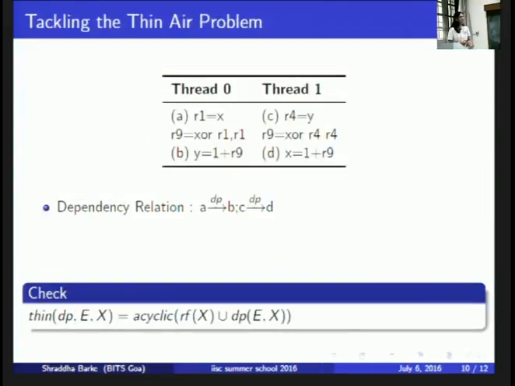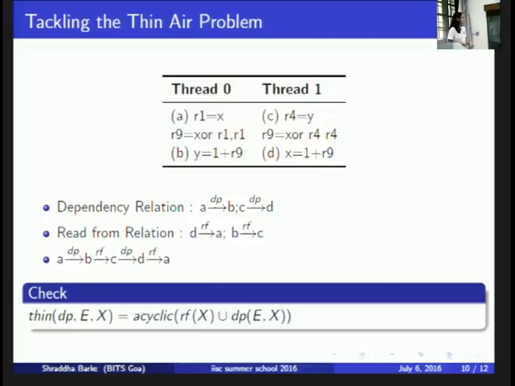We also tackle the thin air problem. In this example, like before, there is a dependency between these 2 events. Event A is trying to read from D and C is trying to read from B, so there is an RF relation. But here, since there is an XOR relation, this value appears to come out of thin air, because there's a dependency between them. So how did R9 even come? How can you read from here if R9 is not calculated? So this is the cycle, and we concluded that if RF union DP is acyclic, that means there is no thin air problem, and if it's not acyclic, then our software outputs the thin air constraints for that execution.